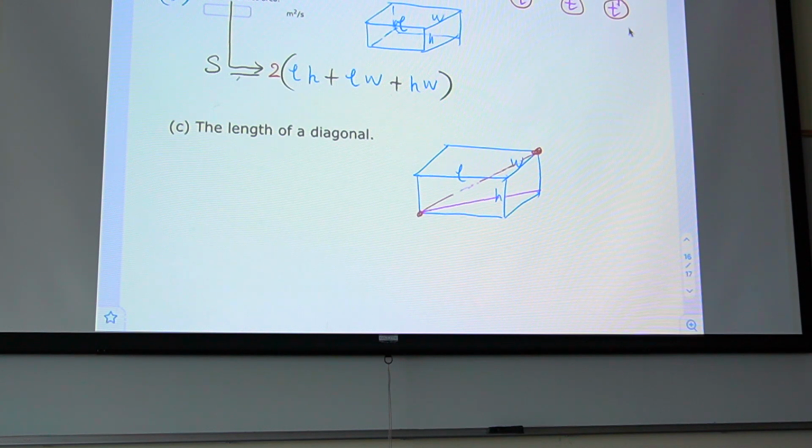So this part over here is L and this is W. The pink one over there is the square root of L squared plus W squared, because it's a right triangle. What about this one? Is it also a right triangle? Yes. So by the Pythagorean theorem, this diagonal is the square root of L squared plus W squared plus H squared. So that's the length of the diagonal, and that's the formula.